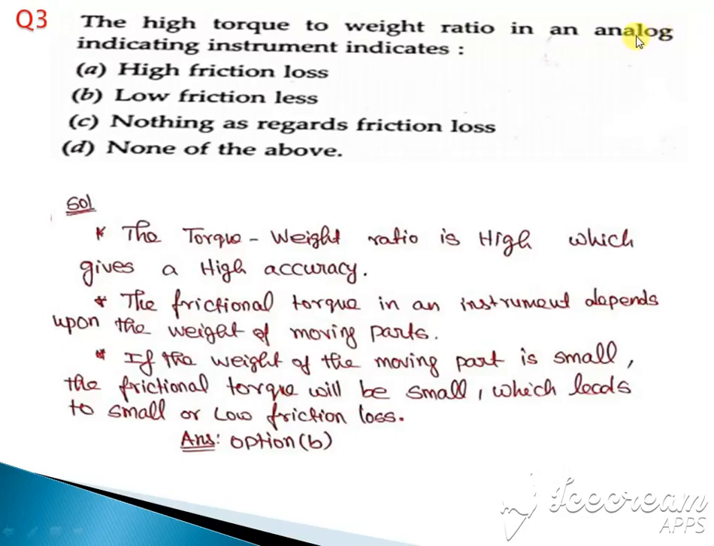Third question, the high torque to weight ratio of the analog indicating instrument indicate option A high friction loss, option B low friction loss, option C nothing as regards friction loss, option D none of the above. So the torque to weight ratio is high, which gives higher accuracy. The frictional torque in an instrument depends upon weight of the moving parts. If the weight of the moving parts is small, the frictional torque will be small, which leads to small and low friction loss. Option B is correct answer.